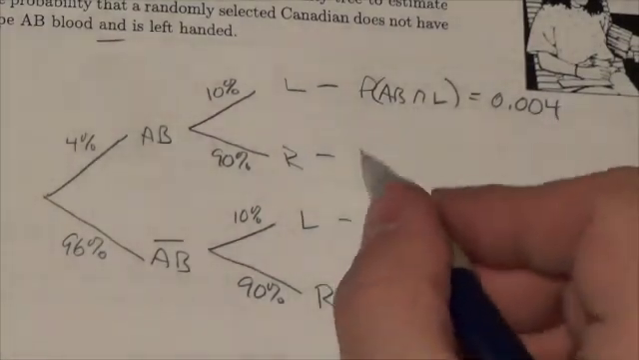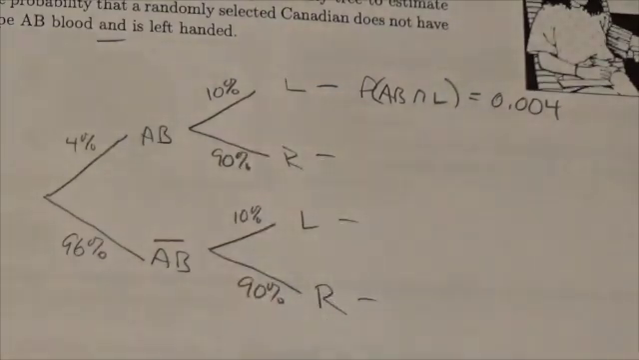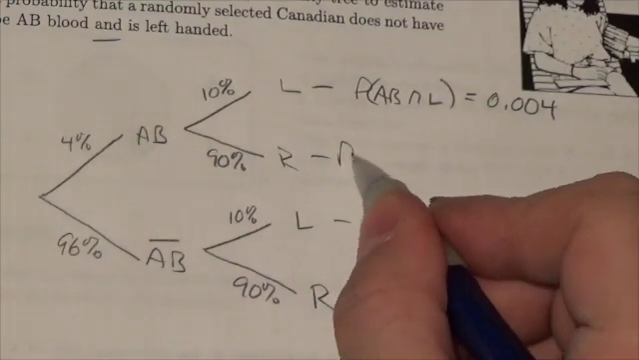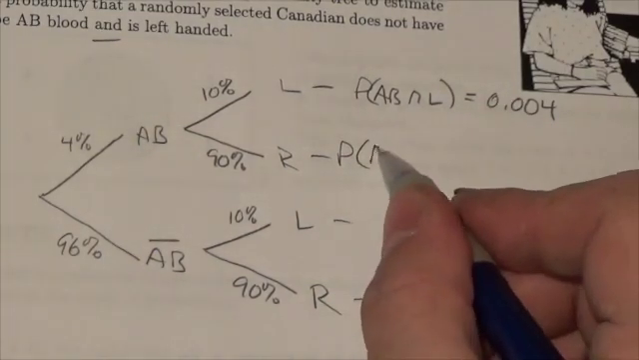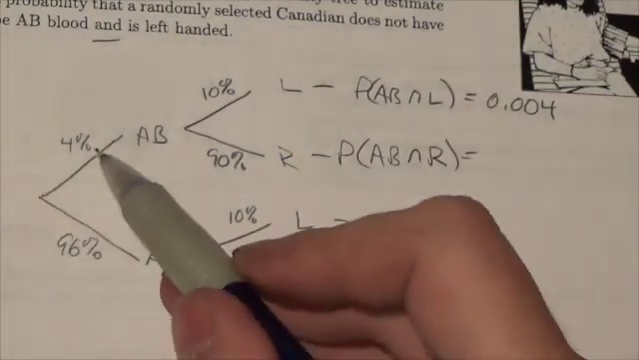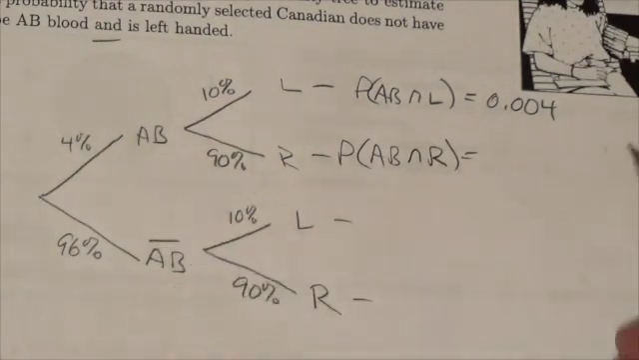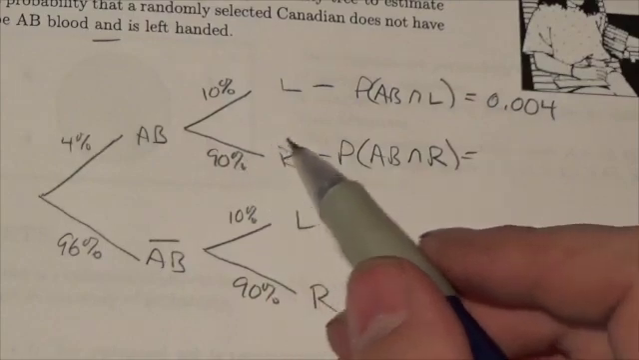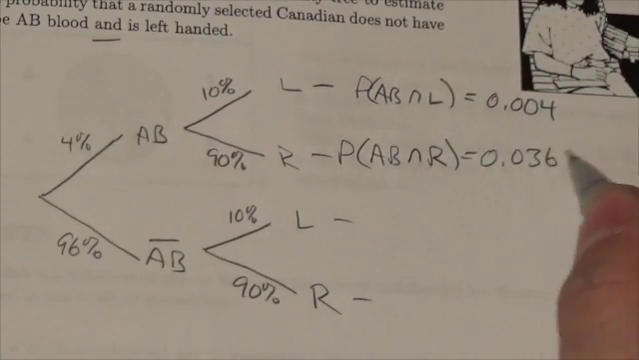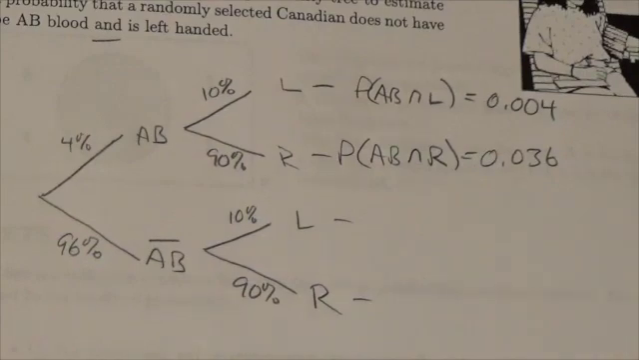I'm going to keep going and do the whole thing anyway, because you're going to do some more of these weighted probability trees, so you might as well have a couple of examples. The probability that somebody has type AB blood and is right-handed is going to be 4%, so 0.04, times, but in this case, 0.9. And so this is going to be 0.036, or 3.6% of the population.